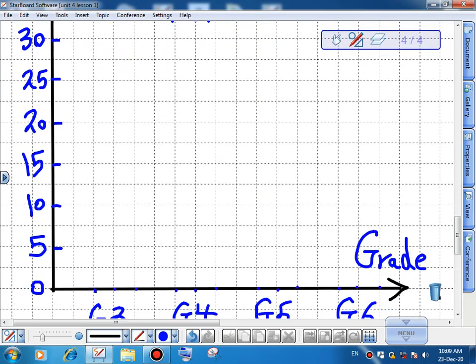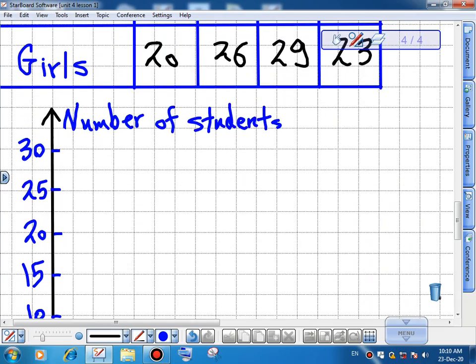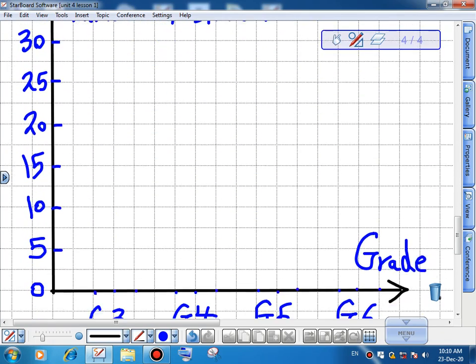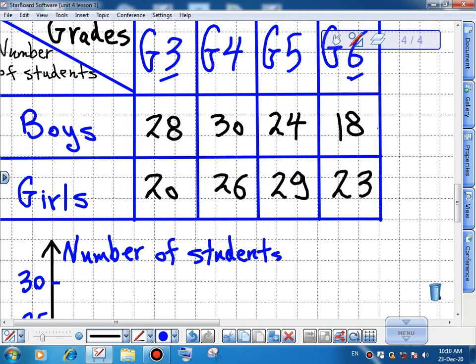We draw the vertical axis, number of students, and then the second axis, the grades. We start from grade 3, and the last one was grade 6. In the vertical axis, we start from 0, but we skip counting by 2 squares because the greatest number of students in this table was 30.